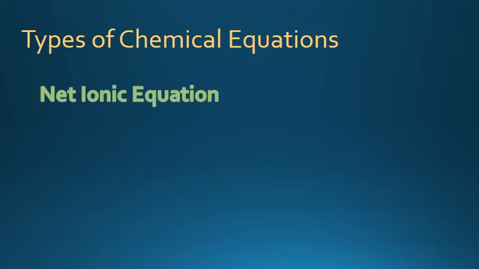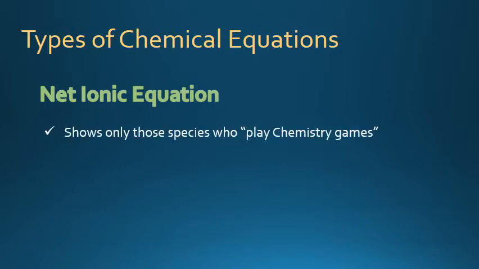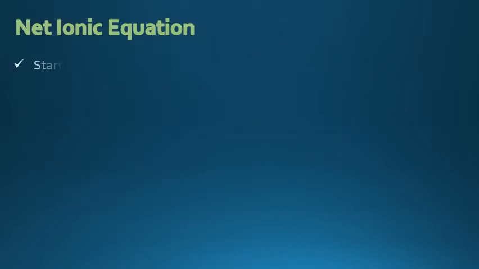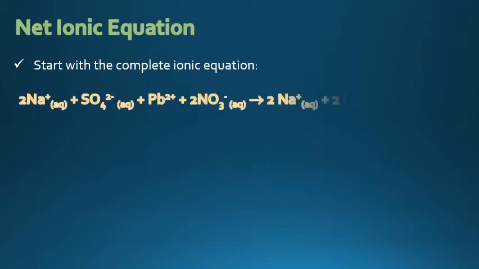Now the last type of equation this video covers is a net ionic equation. And this one shows only those species who actually play chemistry games. It shows what actual chemistry is happening. It will show all states of matter, and it does need to be balanced. To do the net ionic equation, the first thing you need to do is start with your complete ionic equation. And you need to ask yourself, who in the net actually played the chemistry games?